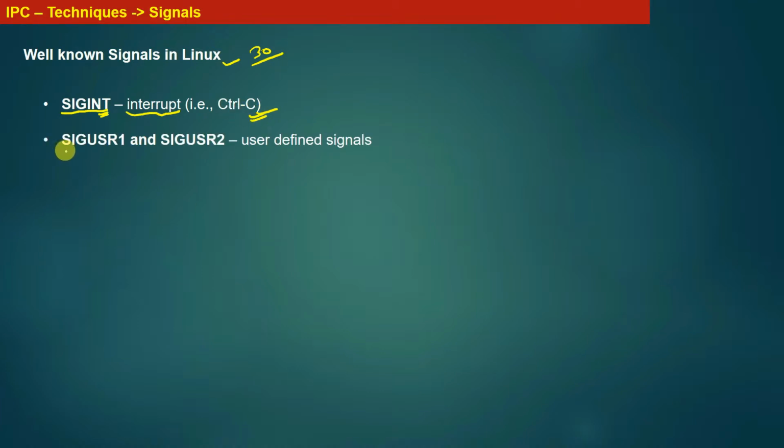Then the second type of signals are those reserved for user use. The second and third signals are SIGUSR1 and SIGUSR2. These signals are sent by a process P1 to a process P2. When process P2 receives these signals, we can define what process P2 is supposed to do. That is the reason these are user-defined signals, left for the user to use. Linux has not defined what a process has to do by default when it receives this signal.